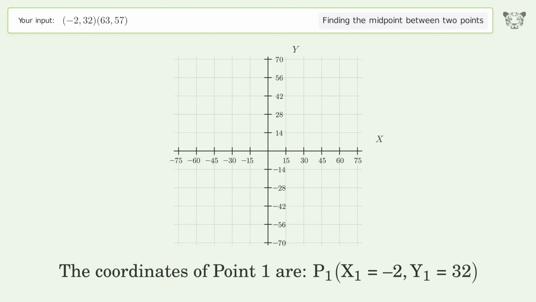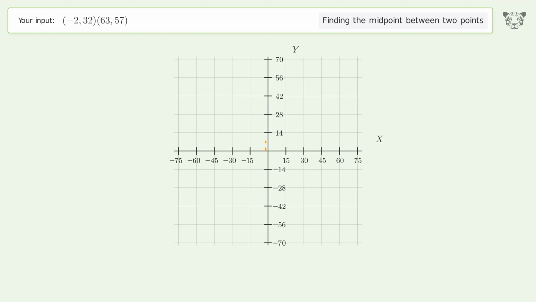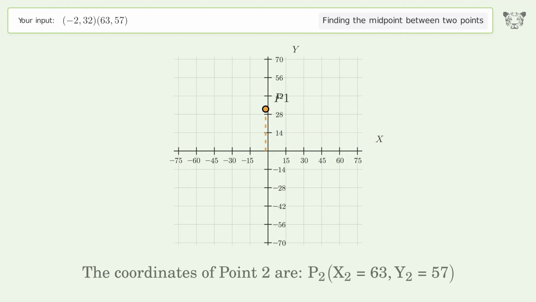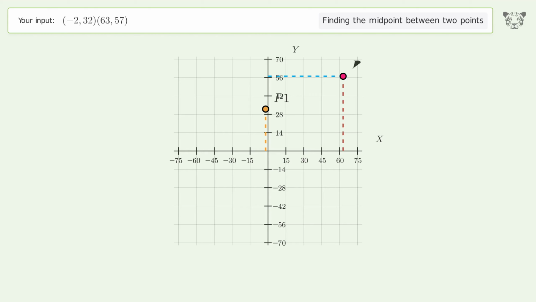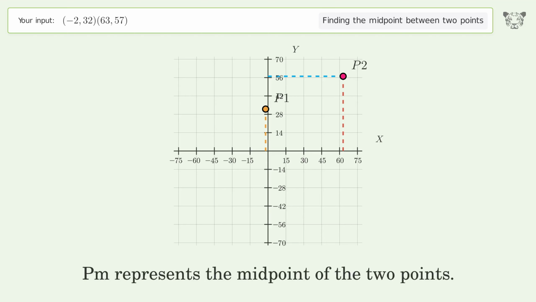The coordinates of point 1 are, x1 equals -2, y1 equals 32. The coordinates of point 2 are, x2 equals 63, y2 equals 57. PM represents the midpoint of the 2 points.